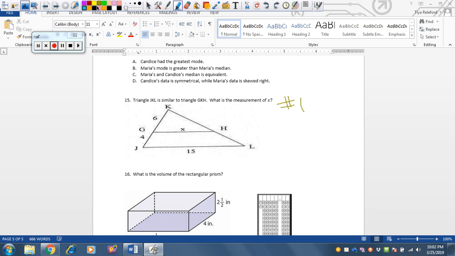But before we move on, do you see that this is one great big triangle? And that inside of that is a smaller triangle. Those are your 2 triangles. So it's a little bit tricky. And this whole side here is 4 and 6. So from K to J is 10. And from K to G is 6. It's kind of tricky.